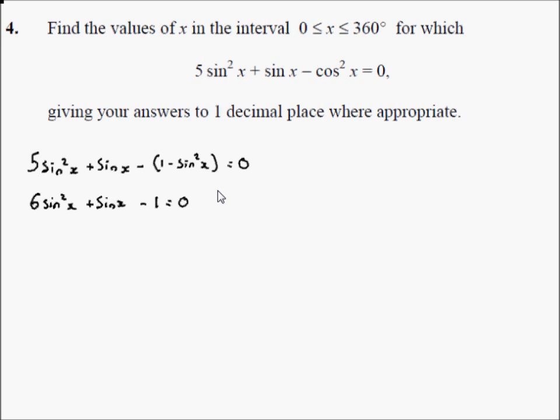Alright, what now? It's a disguised quadratic. I always say to the examiner, let sine X equal t. You've got 6t squared plus t minus 1 equal to 0. Better. Where sine squared X equals t squared.